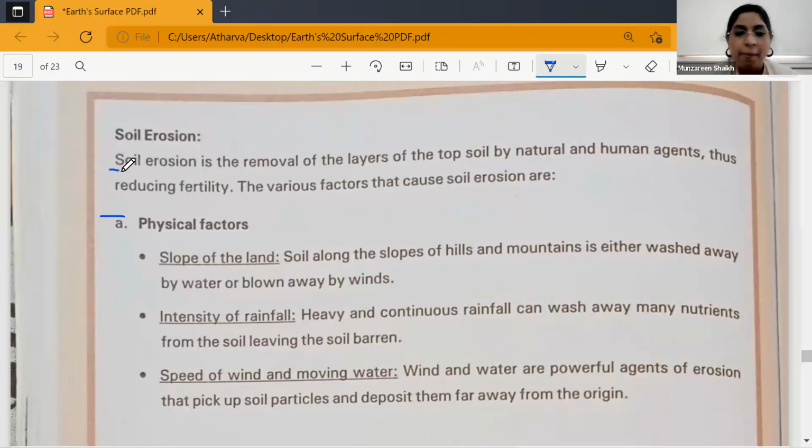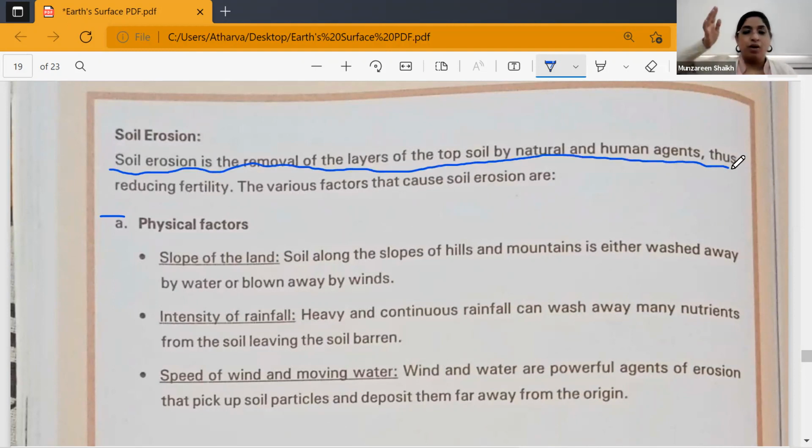Soil erosion is what? It is the removal of layers from the topsoil. And how is it removed? It gets removed because of natural and human agents. And what is the result of it getting removed? Reducing fertility. Now we will see the various factors because of which soil erosion takes place.